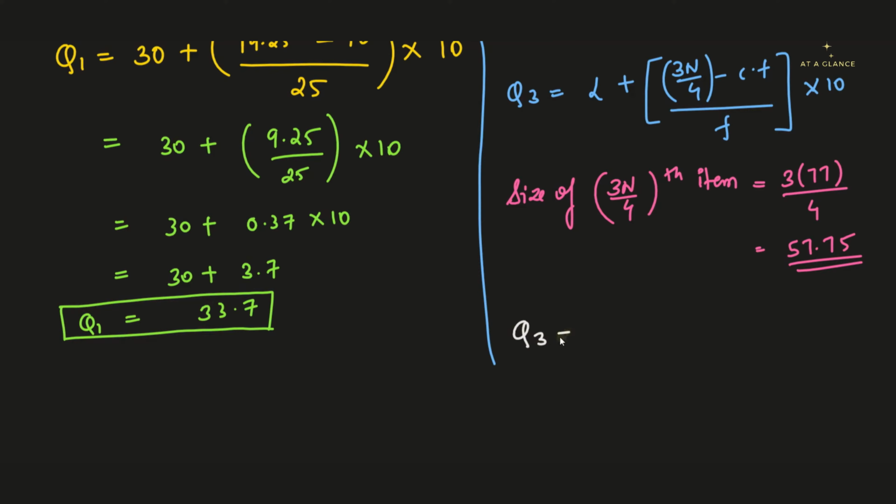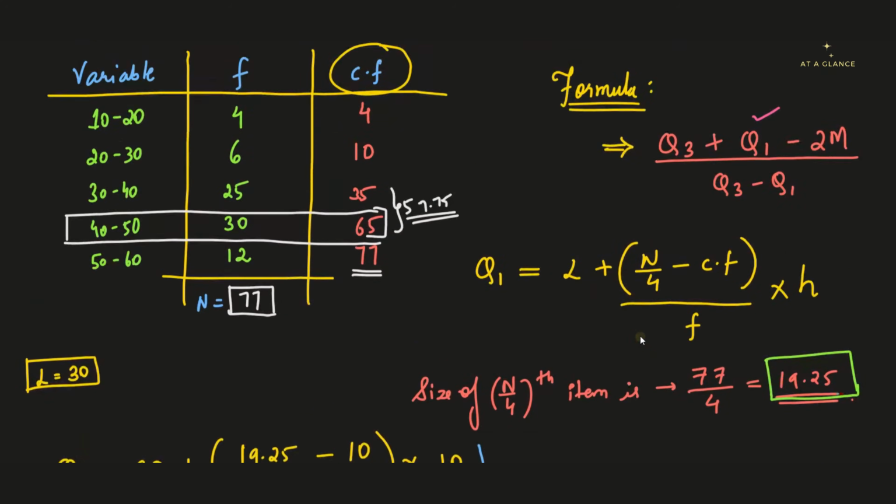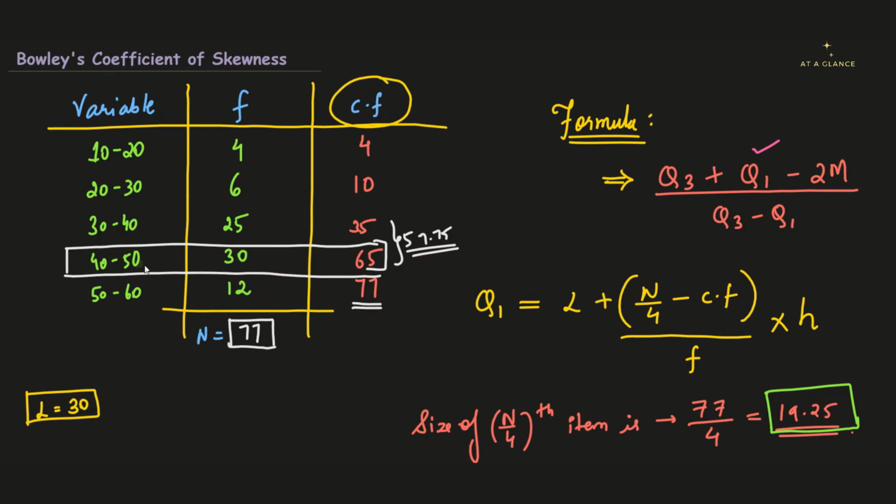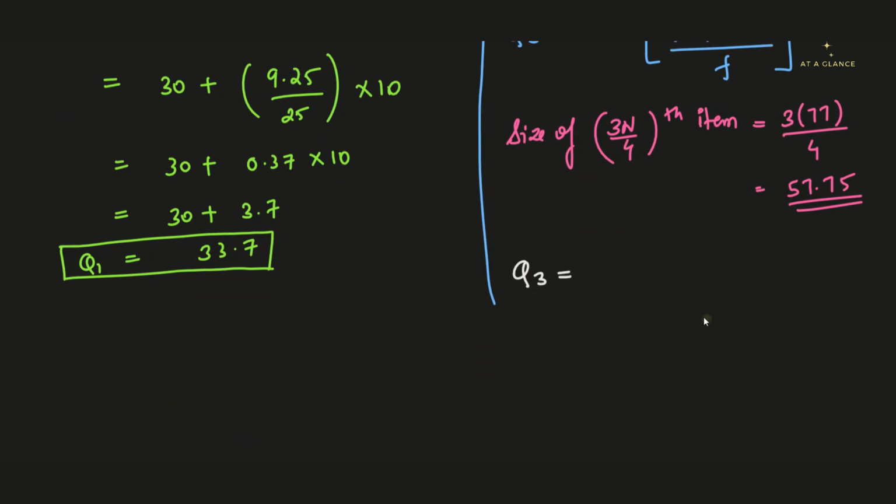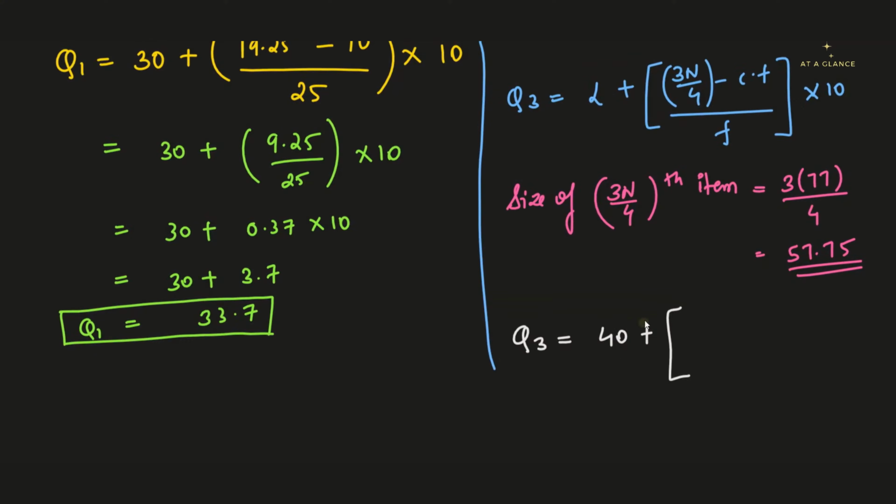So our Q3 will be now L. What is L? It is the least value of the chosen interval. Now the chosen interval is 40 to 50. The least value is 40. So L will be now 40. So let's write 40 in place of L. Plus next comes 3n by 4. So we already have calculated the value of 3n by 4, that is 57.75, minus, now comes the cumulative frequency.